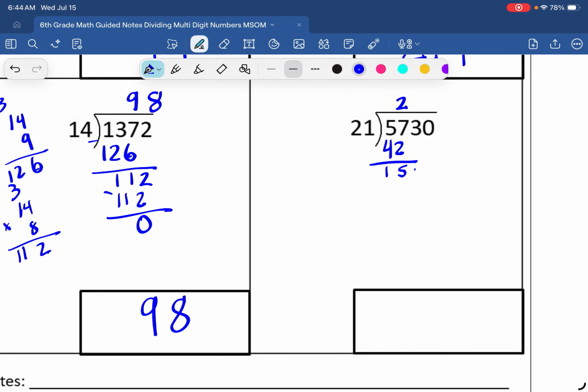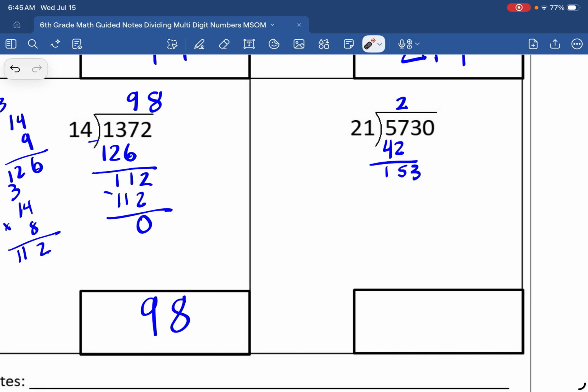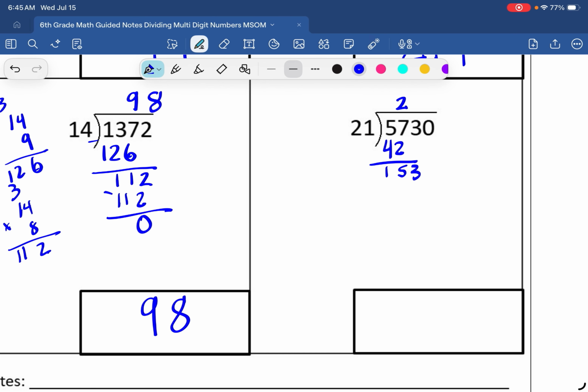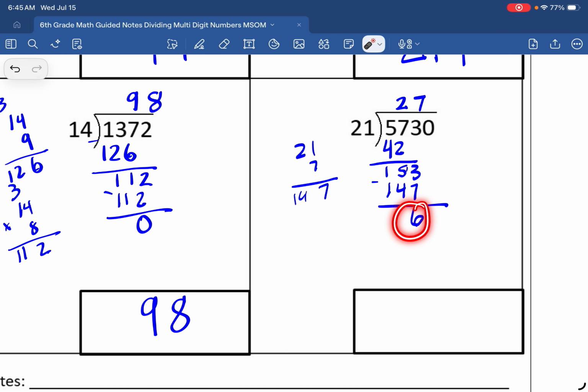Bring down my 3. I need to figure out how many times 21 goes into 153. I'm going to round this to 20 and this to 150. 20 times 7 would be 140. So maybe I'll try 7 because that's close with rounding. 21 times 7, that gives me 147. 153 minus 147, that's going to be 6. 6 is less than 21 and greater than 0, so that works.